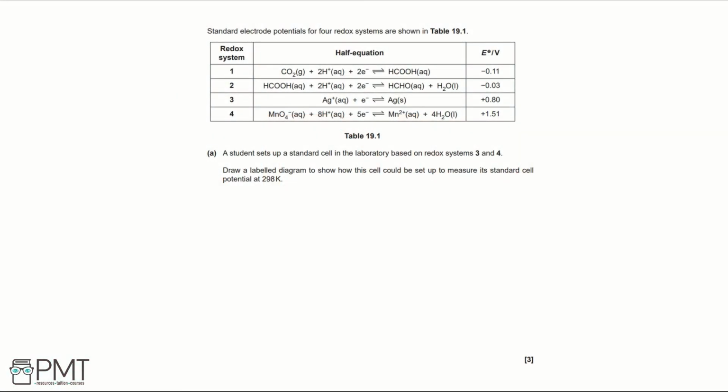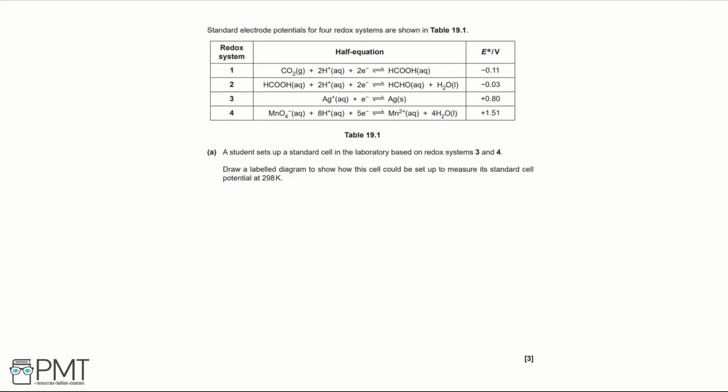Standard electrode potentials for 4 redox systems are shown in Table 19.1. Part A. A student sets up a standard cell in the laboratory based on redox systems 3 and 4. Draw a labelled diagram to show how this cell could be set up to measure its standard cell potential at 298 Kelvin. The first thing to do with this question is to draw a basic setup for these redox systems and to show this cell.